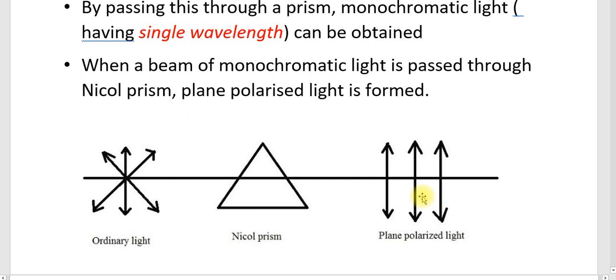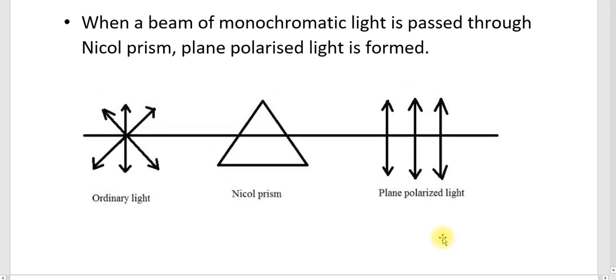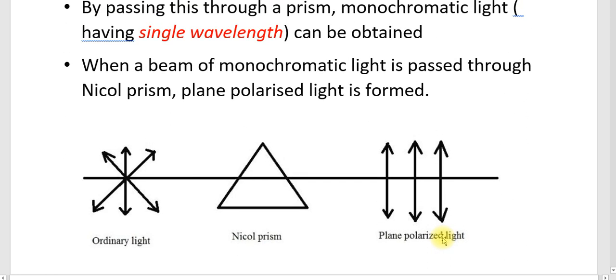In a plane polarized light, the electric field is oscillating only in one direction, but in the case of an ordinary light, the electric field is oscillating in different directions. If you pass such an ordinary light through a Nicol prism, we will obtain a light which has only one plane or only one direction of electric field. That is called the plane polarized light. That is given here. When a beam of monochromatic light is passed through a Nicol prism, the plane polarized light is formed. So what is plane polarized light? Plane polarized light means the light having electric field only in one direction.